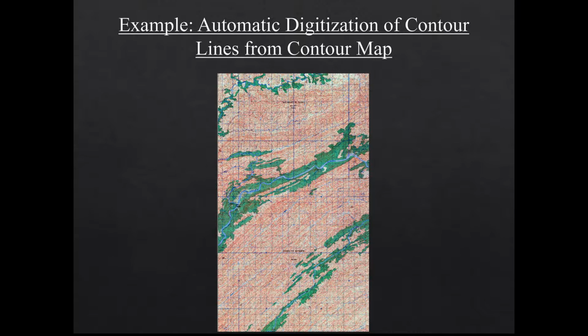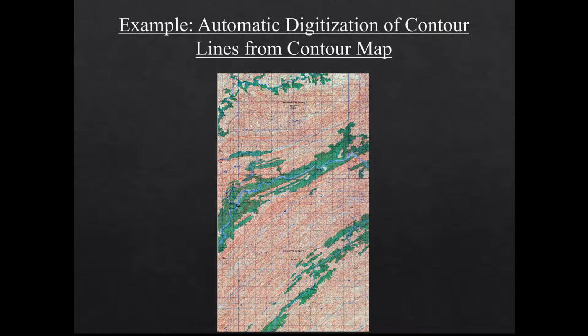So let us now walk through an example of automatically digitizing contour lines from a contour map. What you are seeing on the slide is actually 3 contour maps that have been mosaicked or pasted together. As you can see, there are quite a few red contour lines on this map, which would take quite a long time for someone to manually digitize. In an effort to save time, we will automatically digitize the contoured lines from this map.